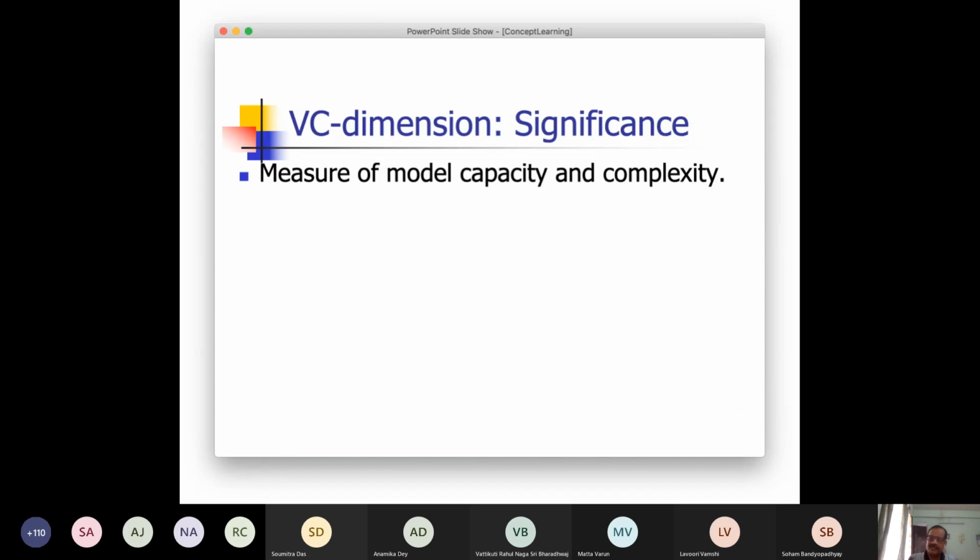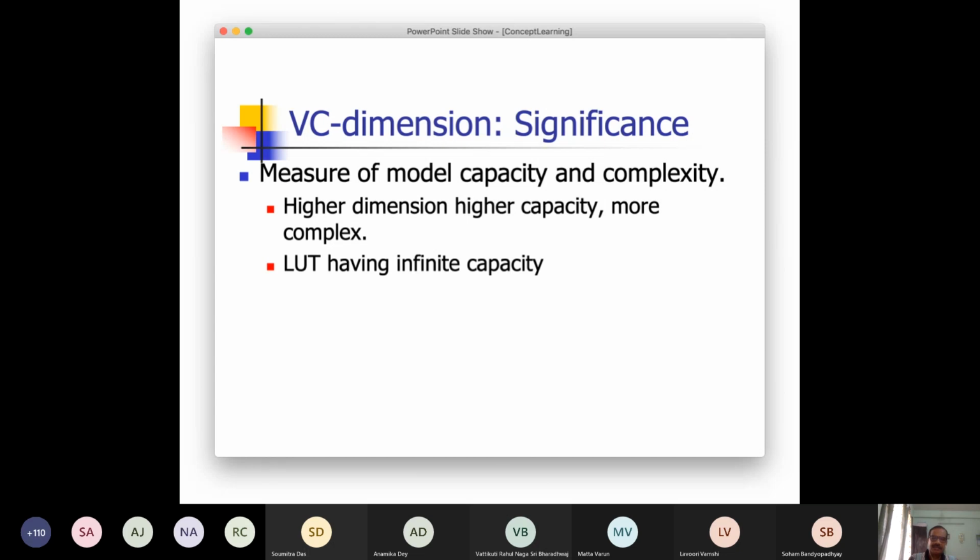Well, the significance, it's a bit, I mean, it's an interesting measure, but it is trying to tell you some sort of model capacity and complexity, not in a very precise way, but it's an indicative figure. So higher dimension means higher capacity, and it is more complex. But there is a catch here.